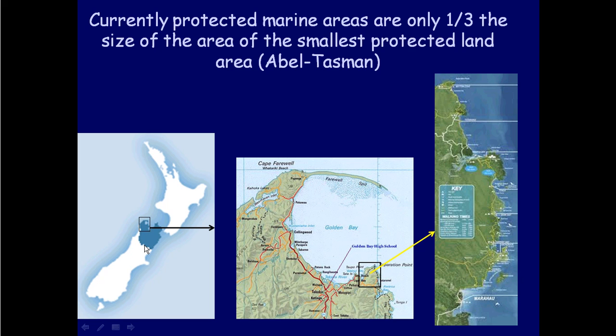But we've protected one third of our land area in national park. Do you think anybody in New Zealand would be satisfied with one third the size of Abel Tasman as a national park across the whole of New Zealand? Nobody would be happy with that. But we seem to have accepted that quite happily in the ocean. Maybe it's time for a little mindset change.